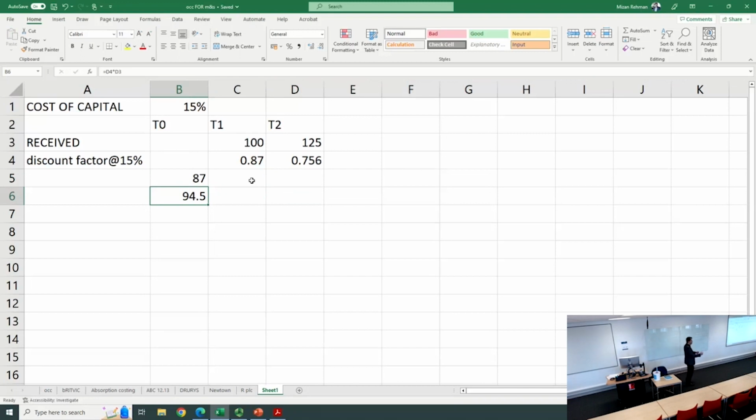Value of £1 received, £100. So value of £100 received after 1 year is £87 now. Value of £125 received in 2 years' time is 94.5 right now. We add this up and we get our PV.